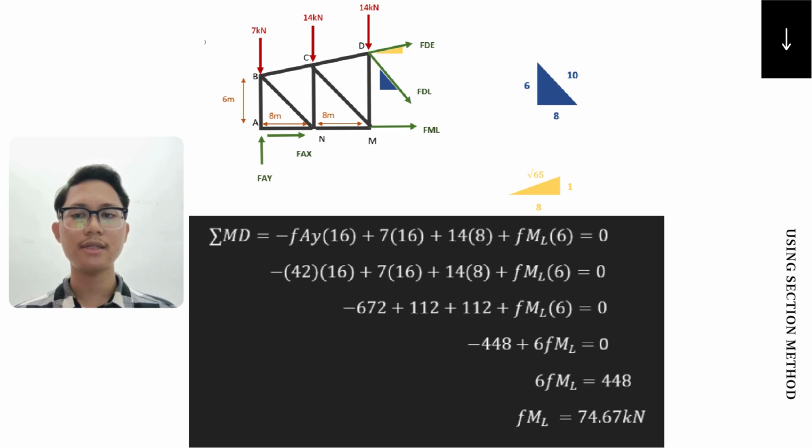After that, take a cut through the members DE, DL and ML. Work with the left part of the cut section. We get an equation of moment at point D. Summation MD equal to negative Fay times 16 plus 7 times 16 plus 14 times 8 plus FML times 6 equal to 0. And we get FML equal to 74.67 kilonewton.